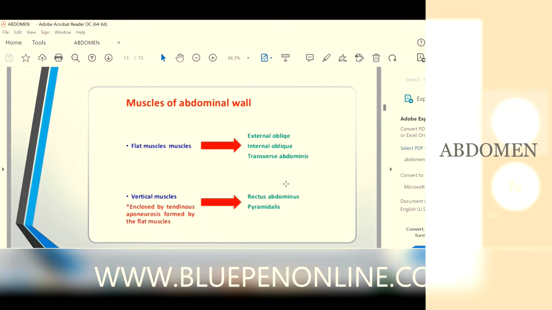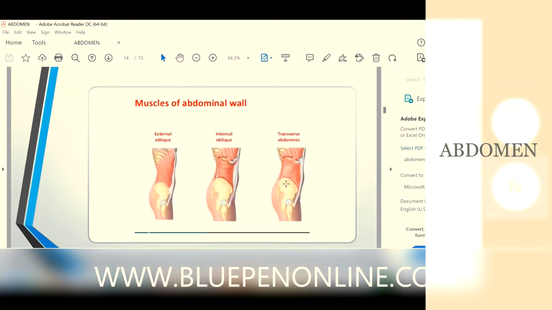Next, the muscles of the abdominal wall. One is the flat muscles and another is the vertical muscles. The flat muscles we can divide into 3: external oblique, internal oblique, and transversus abdominis. Vertical muscles means 2 muscles, rectus abdominis and pyramidalis. So what are the different muscles of the abdomen? Flat muscles and vertical muscles, ma'am. Okay. See the picture. Here you can see the external oblique, internal oblique, and transversus abdominis.